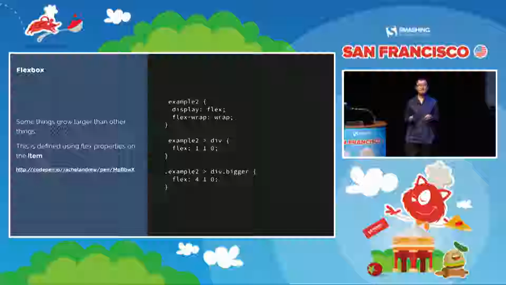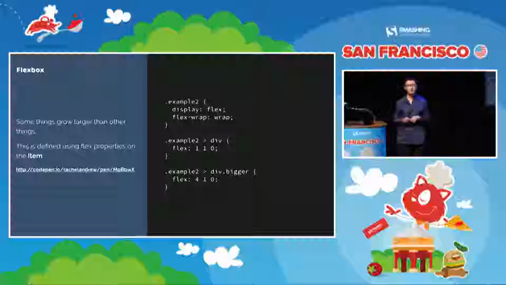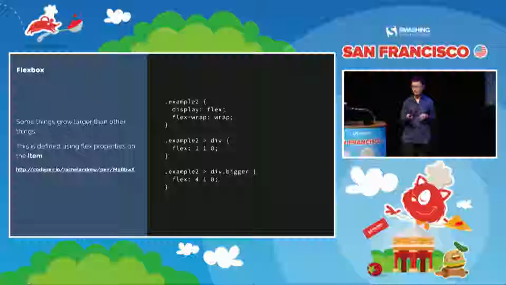Or perhaps you want to let some things get bigger than other things, but still take that content size as the sort of key thing to work from. So you might be growing and shrinking in proportion. That's a good Flexbox use case and would give you something like this.